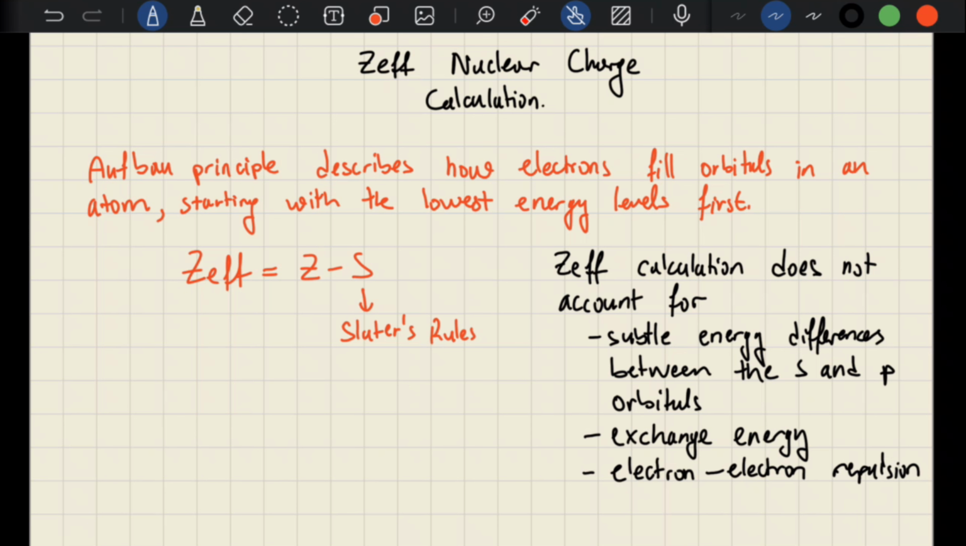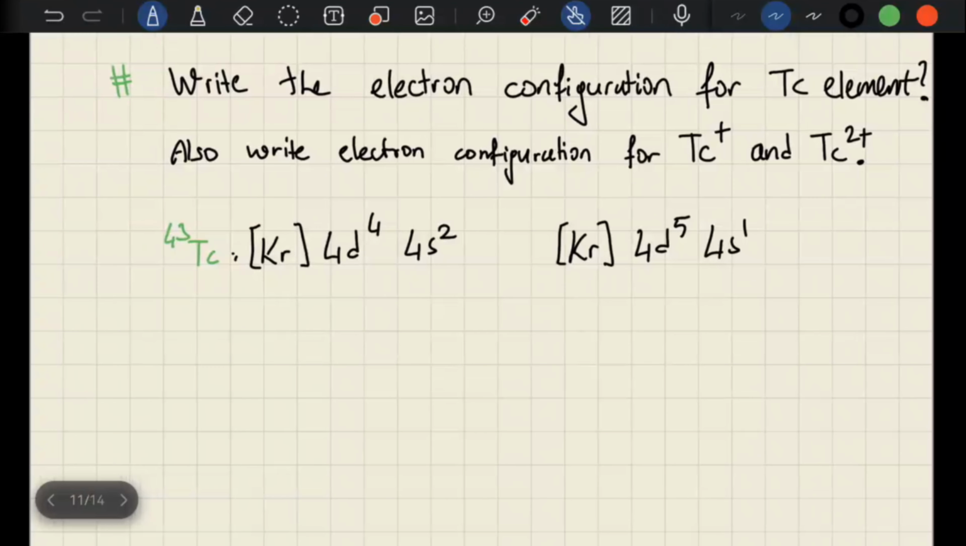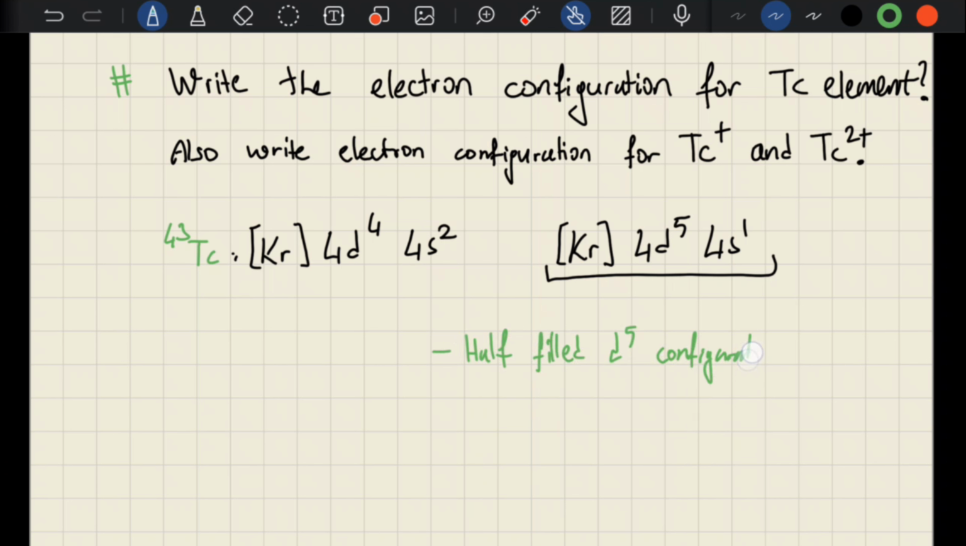Firstly, a half-filled d5 configuration can be more stable due to the exchange energy. So if you look at the question, you might think that this is the more stable configuration, but there are some exceptions. But first, I want to write the rules. First rule: a half-filled d5 configuration can be more stable due to exchange energy. But is it valid for the Tc element? We don't know right now. And is there an exception for this rule? The answer is unfortunately yes.